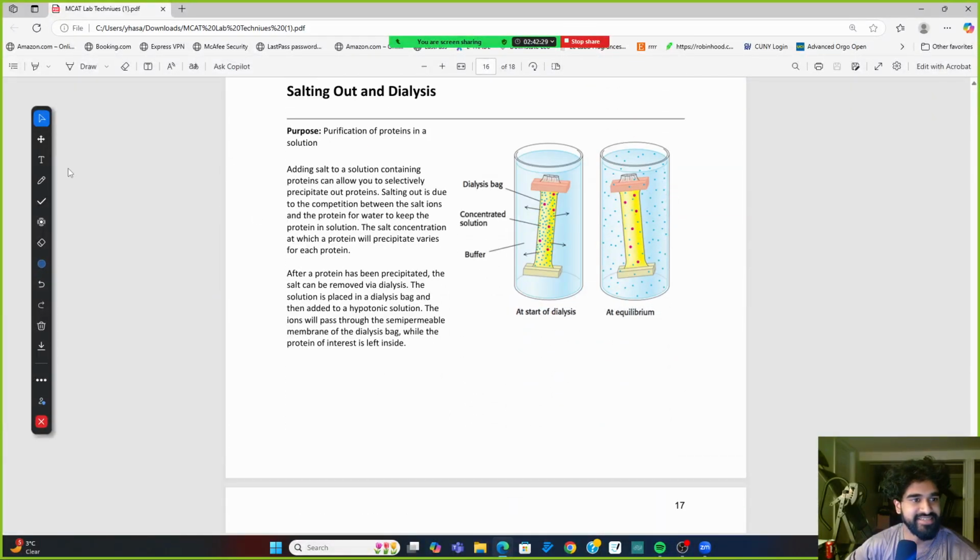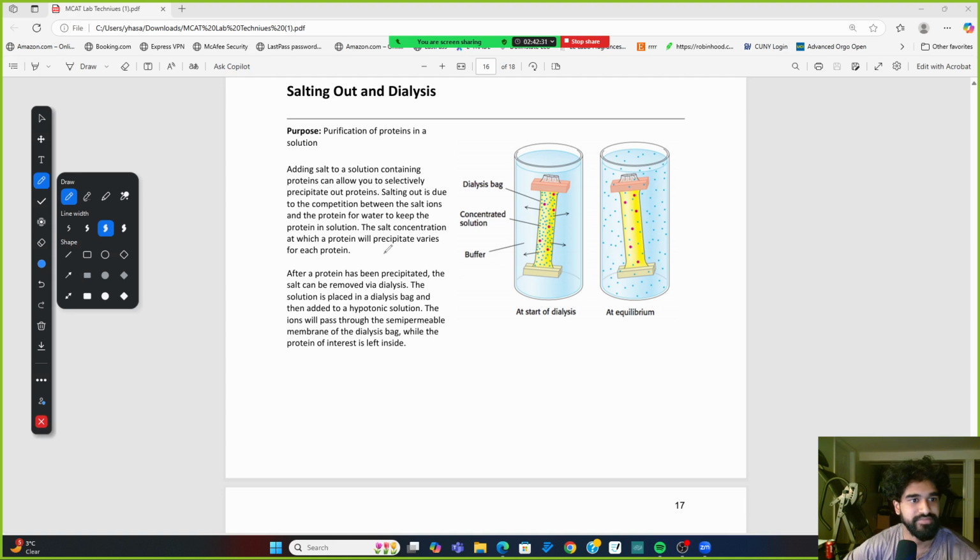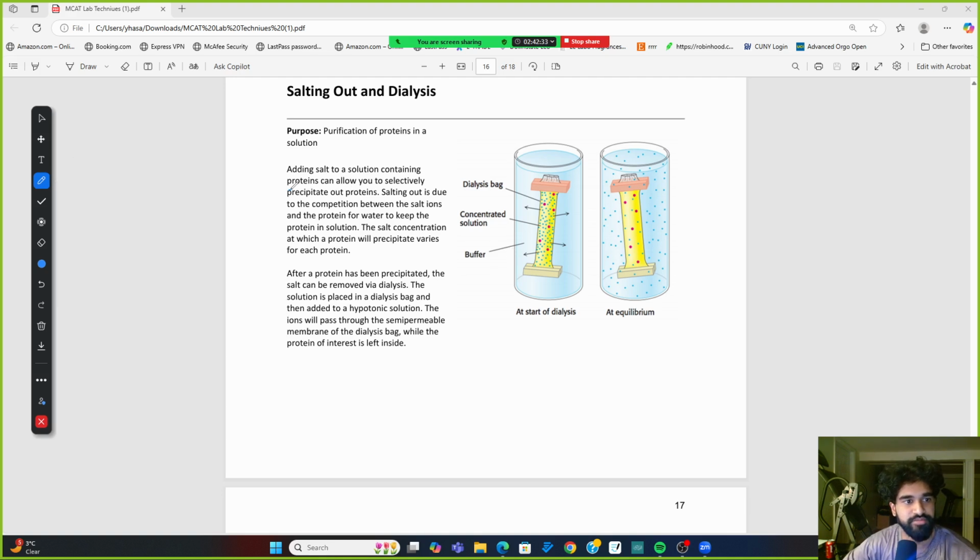Salting out in dialysis, right? Adding salt to a solution containing proteins can allow it to selectively precipitate out the proteins. Salting out is due to the competition between salt ions and proteins for water to keep the protein in solution. The salt concentration at which a protein will precipitate varies for each protein. So basically, we increase the concentration until the protein comes out of solution. Does that make sense? Yes? No? Maybe?